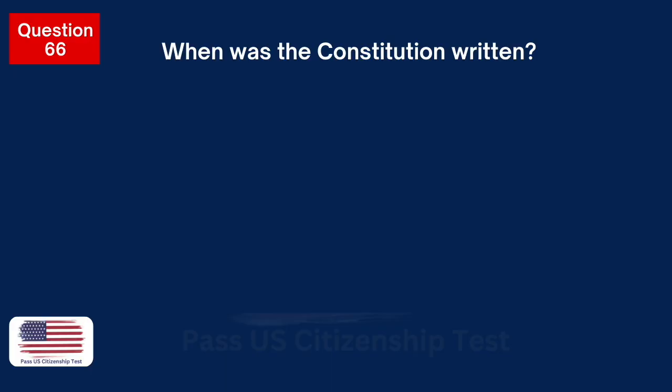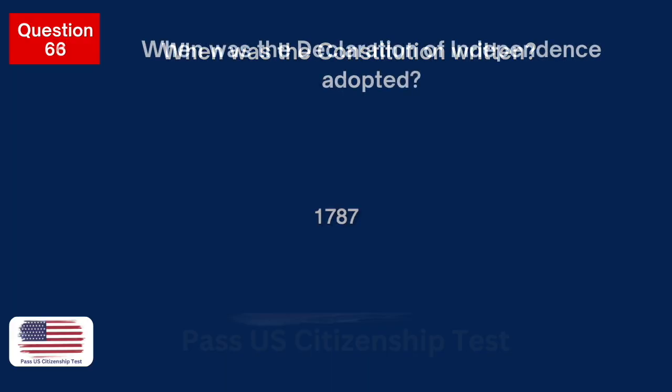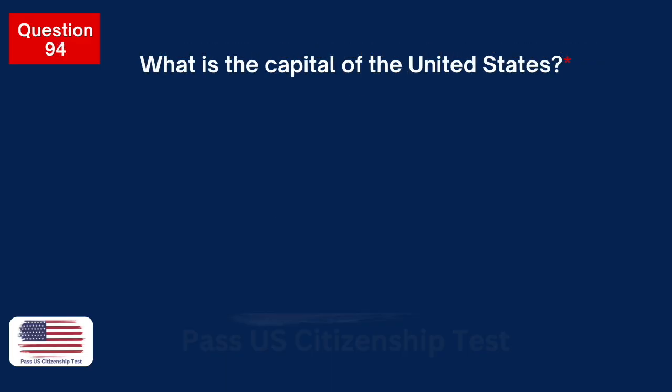When was the Constitution written? 1787. When was the Declaration of Independence adopted? July 4, 1776. What is the capital of the United States? Washington, D.C.